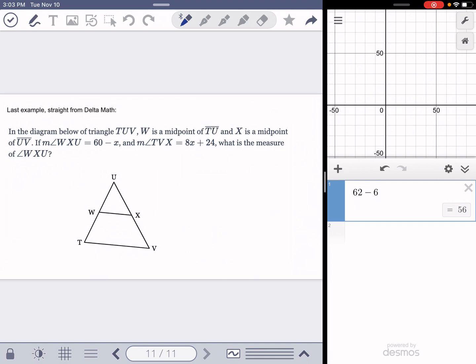All right. Here is one straight from Delta. Let's see what we got. In the diagram below, W is the midpoint and X is a midpoint. Why is that important? Because that tells me that UW is congruent to TW and that UX is congruent to XV. And if I know that those two pieces are congruent and this is a midsegment, then they're parallel.